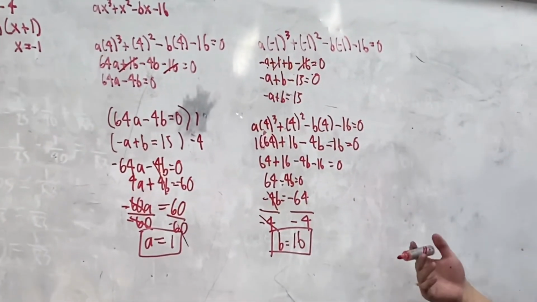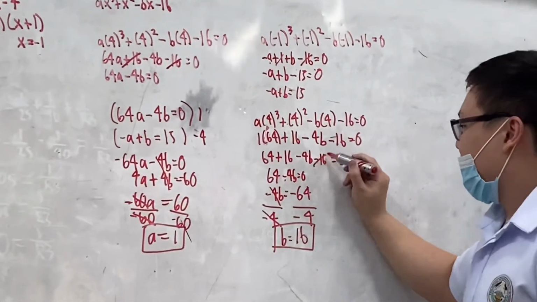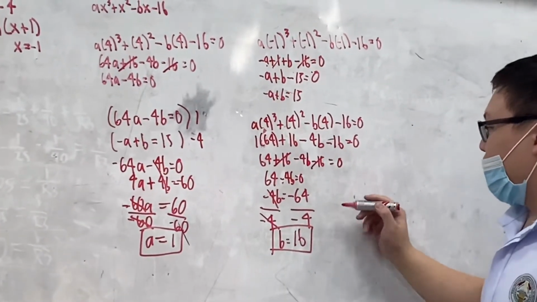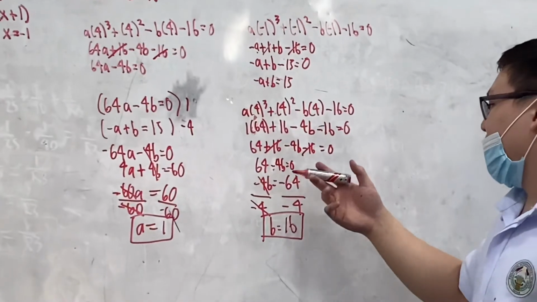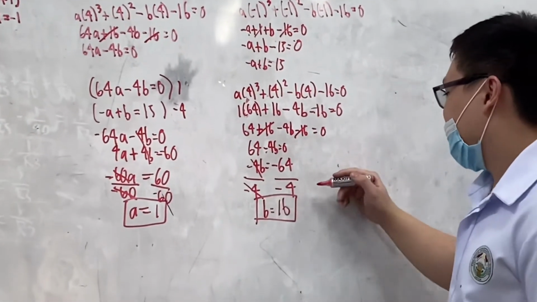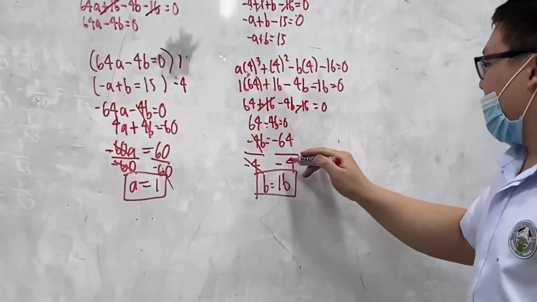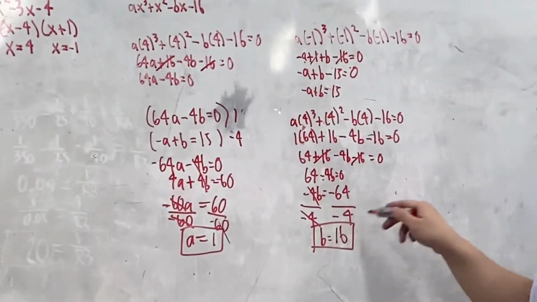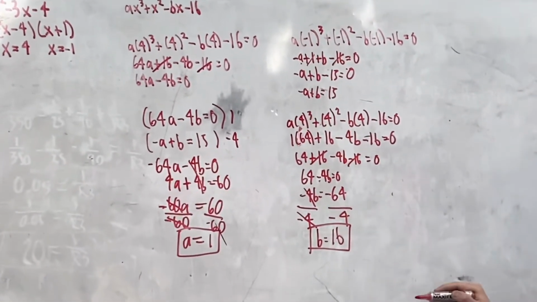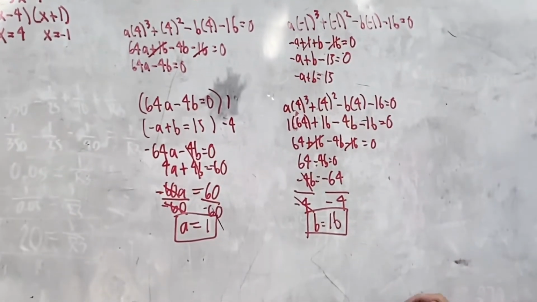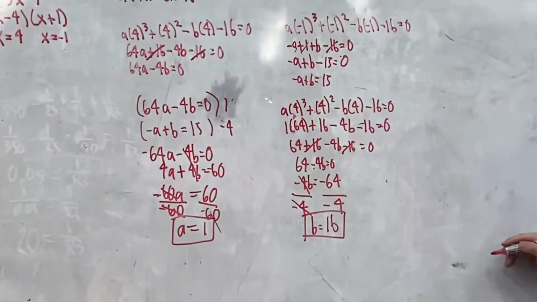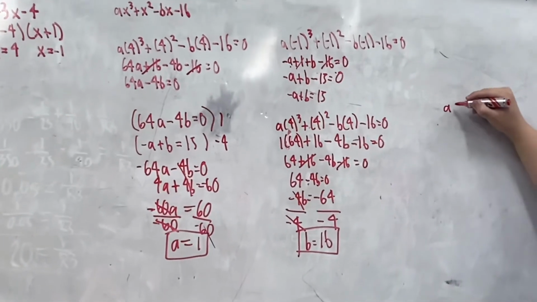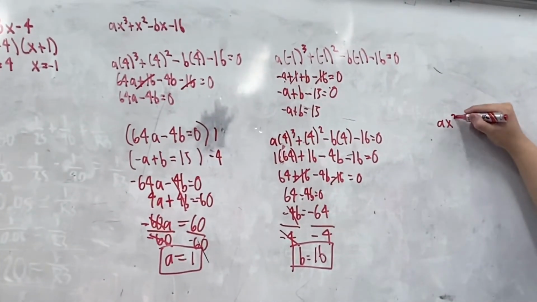So we need to cancel the 16s. Then what we have left is 64 and 4b. Transpose 64, which will become negative. So negative 4b, we need to divide both sides by 4. Negative 64 divided by 4 is 16. Now if we want to check our answer, we need to use our formula again.